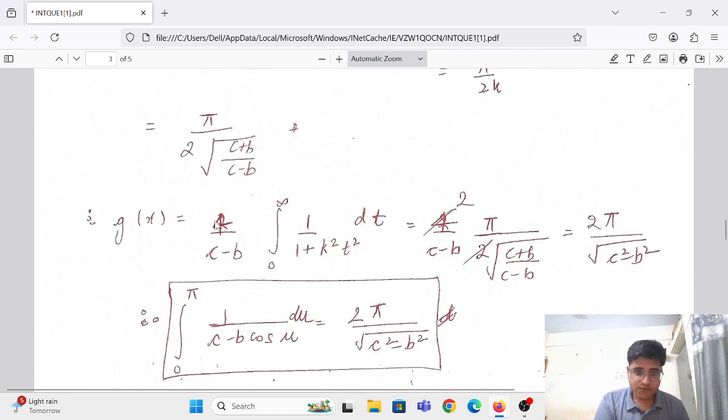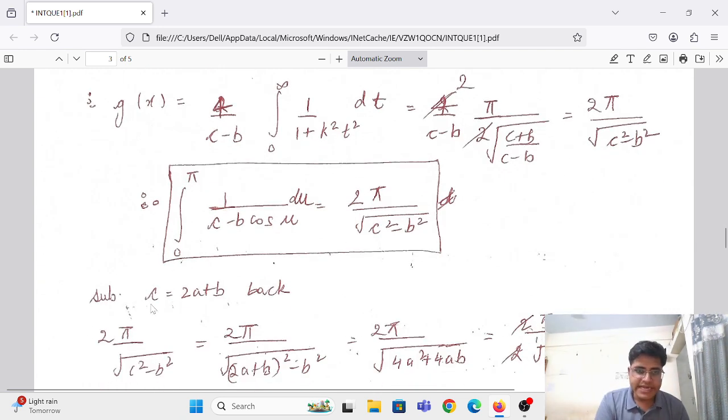Now g of x was 4 over c minus b integral 0 to infinity 1 over 1 plus k squared t squared dt. Now we found out that this particular integral is pi by 2 root of c plus b over c minus b, and 4 over c minus b remains over here. So root of c minus b cancels out root of c minus b, and then when we combine it, it becomes root of c squared minus b squared, and 2 cancels out a 2 from the 4, so we get 2 pi in the numerator. Now the integral 0 to pi 1 over c minus b cos u du is 2 pi over root of c squared minus b squared.